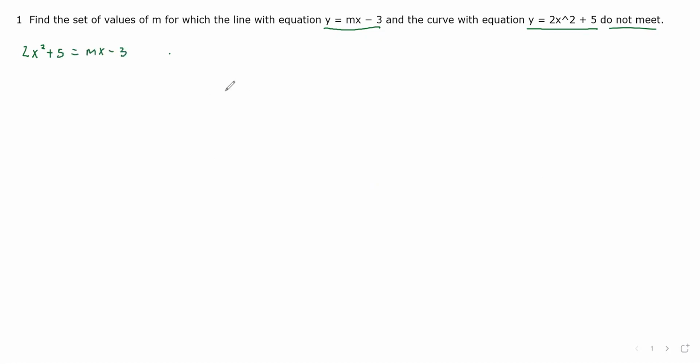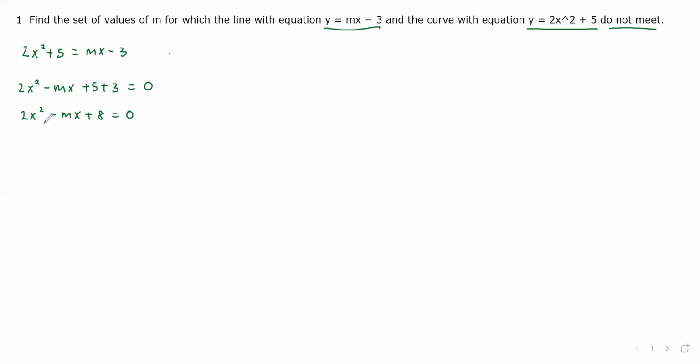This is a quadratic equation, and we rearrange to write it in the standard form of ax squared plus bx plus c equals 0. So we move the right side to the left, and we have 2x squared minus mx plus 5 plus 3 equals 0. Then we have 2x squared minus mx plus 8 equals 0.